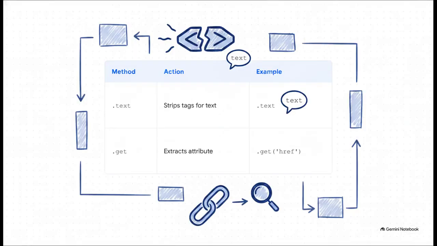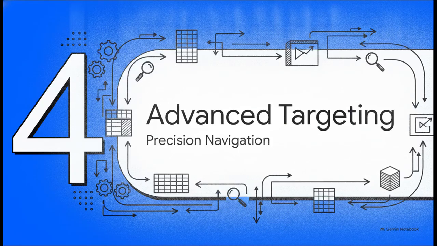Okay, so once you've successfully located your target element, you actually need to extract the data from it. Using .text is perfect for this. It just hands you the text content, automatically stripping away all those messy HTML tags. But what if you need a link? That's where .get comes in. It cleanly extracts the destination URL straight from the href attribute. It's super efficient. Which brings us to Section 4, Advanced Targeting and Navigation.